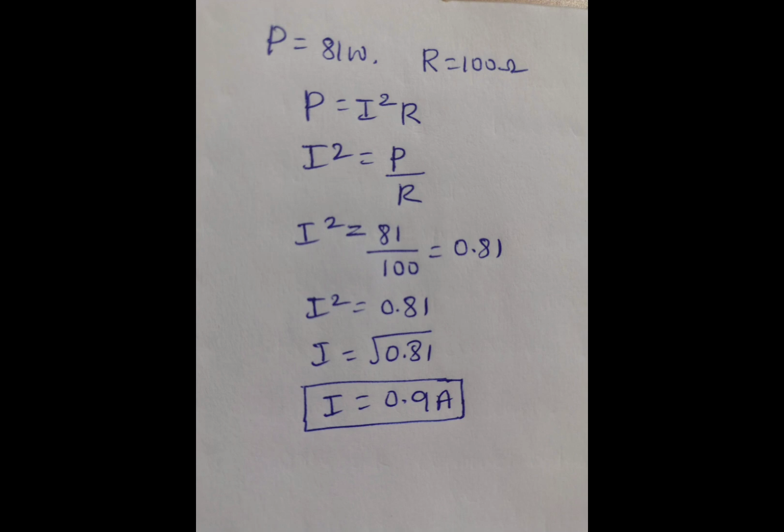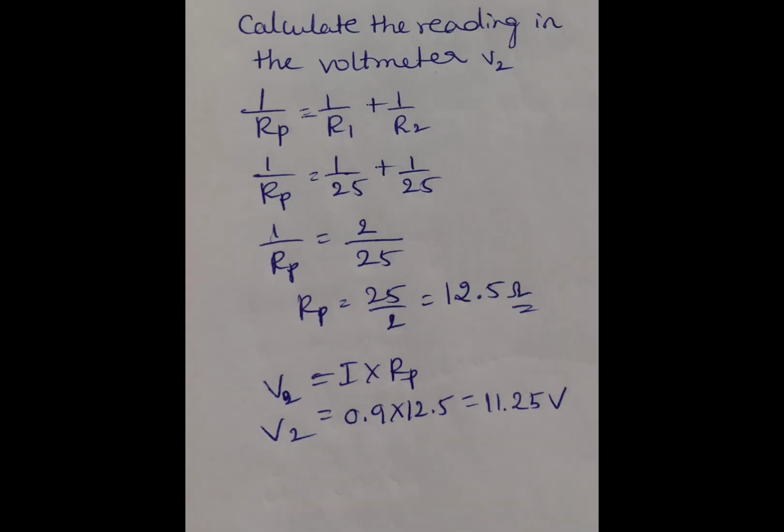I square is equal to power value is 81, then resistance value is 100. So 81 divided by 100 is 0.81. I square is equal to 0.81. Take square root. I square becomes I, then square root of 0.81 gives 0.9 ampere. Current value is 0.9 ampere. We move on to next question. Second one, calculate the reading of voltmeter V2.